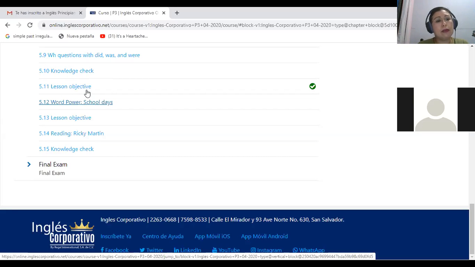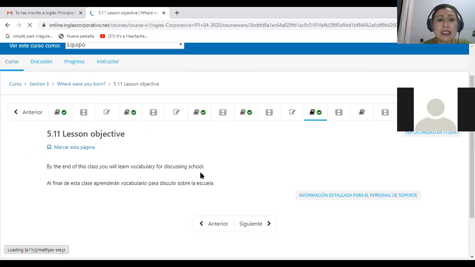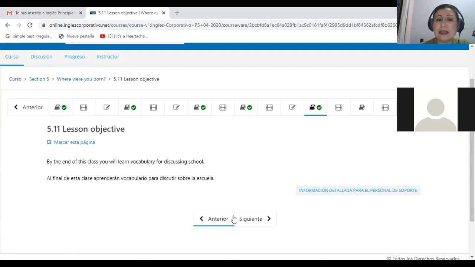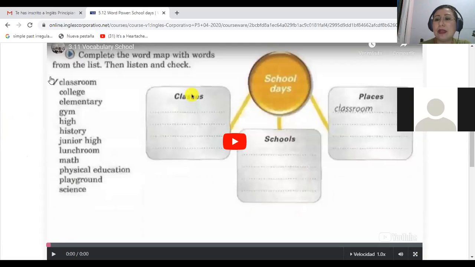So, for today, let me go to lesson objective number 511, just to show you what part we are going to conclude today. This objective says, by the end of this class, you will learn vocabulary for discussing school. Okay, so this is school vocabulary. Then we will have several words, for example, classroom, college, elementary, gym, high, history, junior high, lunchroom, math, physical education, playground, science, etc. You will look here: vocabulary for classes, vocabulary for school, and vocabulary for places in the school.